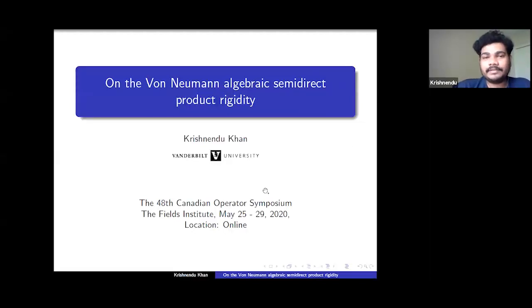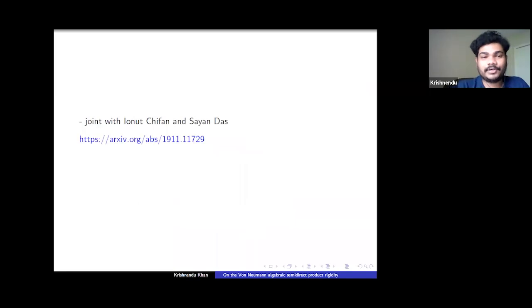So I'll be talking about von Neumann algebraic semidirect product rigidity. Cyan actually has set the stage really nicely for me. And I'd also like to thank Dreambay, because he literally gave all the basic definitions, so that I don't have to go over them again. I'll be talking about joint work with Yonatan Kifan and Cyan Das that we did last year.